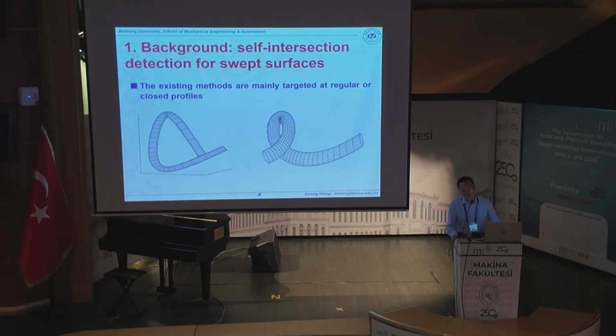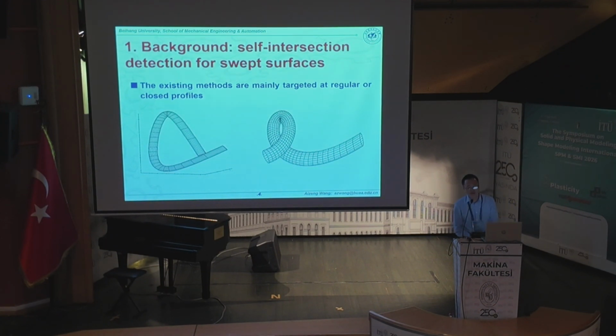Importantly, exact sweep surfaces cannot make use of existing self-intersection algorithms. Prior work has checked special cases: circular profile tube surfaces, and 2D closed profile generalized cylinder surfaces. No prior study has proposed an efficient method for self-intersection detection in sweep surfaces, leaving a gap in CAD/CAM workflows.